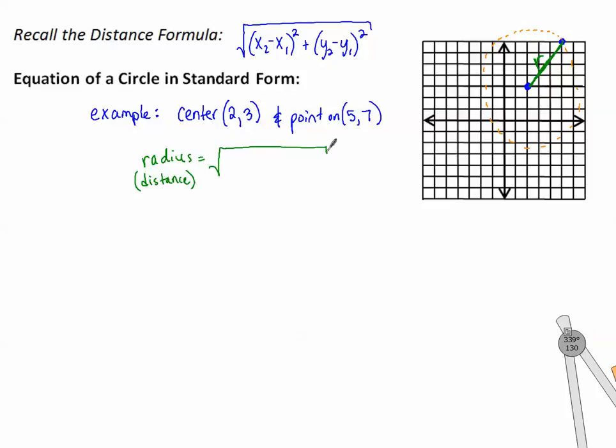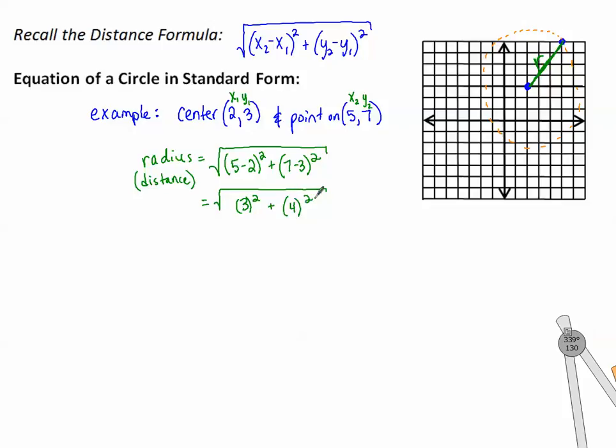the square root of (x2 minus x1) squared. That means the second x coordinate minus the first x coordinate. So (5 minus 2) squared plus (y2 minus y1) squared. That means the second y coordinate and the first y coordinate subtracted, squared. What do we get when we simplify that? 5 minus 2 is 3, 3 squared. 7 minus 3 is 4, 4 squared.